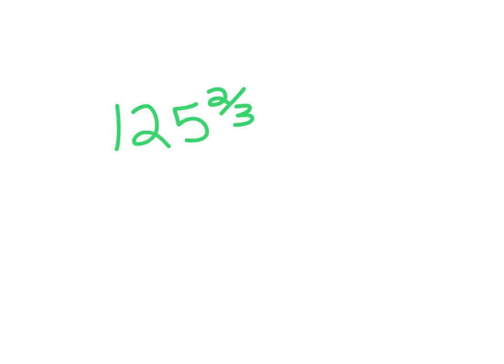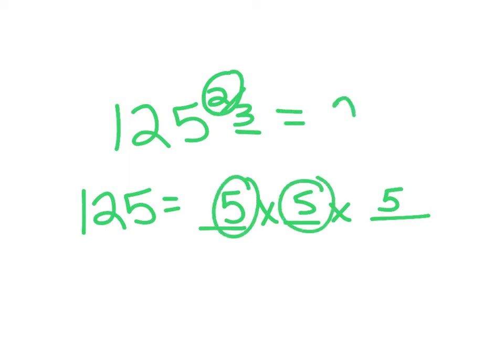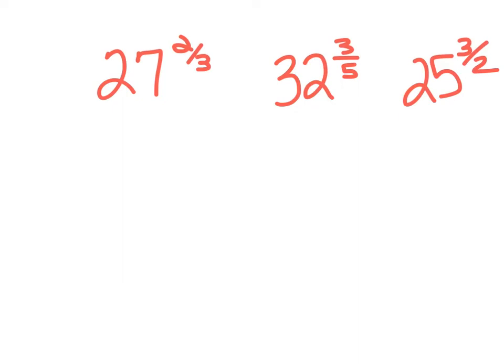All right, let's try to use that same reasoning. What if I was doing 125 to the 2/3 power? So again, you take 125, and this bottom number tells you basically what root to do. So I'm doing the cube root. I know 5 times 5 times 5 is 125, and I need to take 2 of those repeated factors. So if I take that one and that one, 5 times 5, that gives me 25. So my answer to 125 to the 2/3 power is 25.